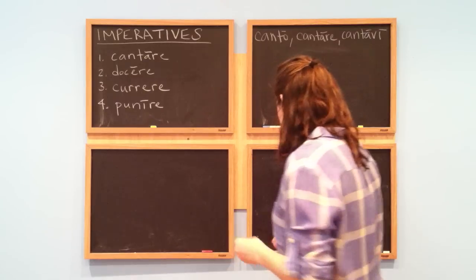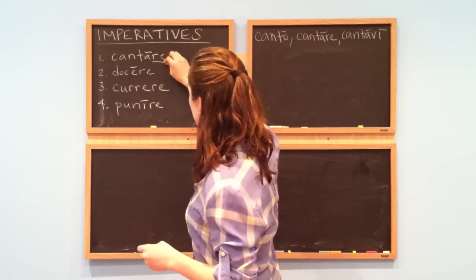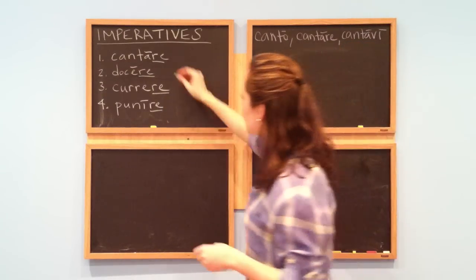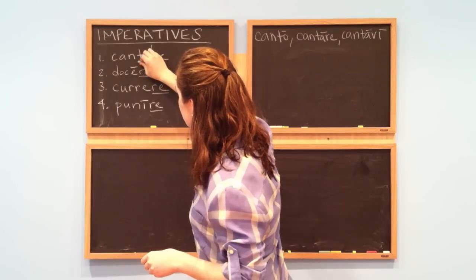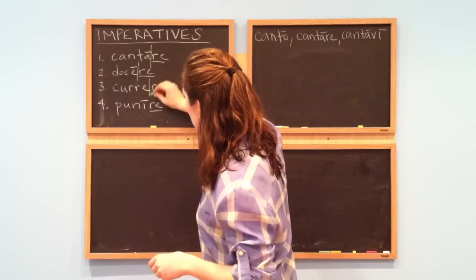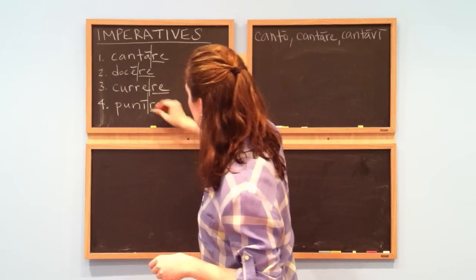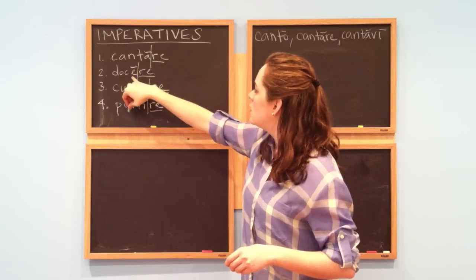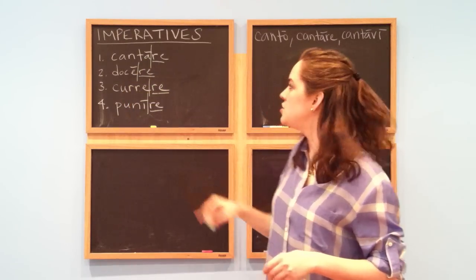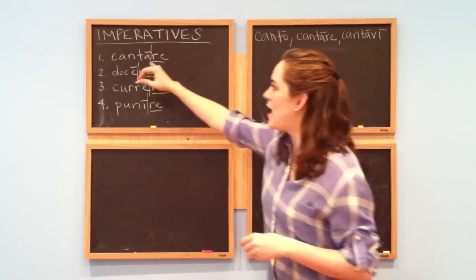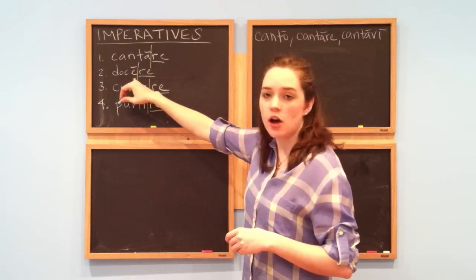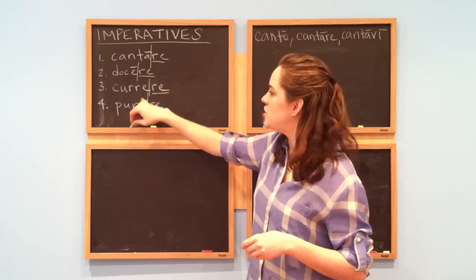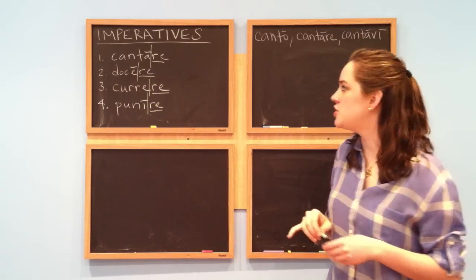Now the ending of infinitives is re, this re right here. They all have the same ending, but if you take that off, you're left with the stem of the verb, and that vowel at the very end of the stem tells you what conjugation you are in. So if it's A, you're in the first conjugation. If it's a long E, you're in the second conjugation. If it's a short E, you're in the third conjugation. And if it's an I, you're in the fourth conjugation.